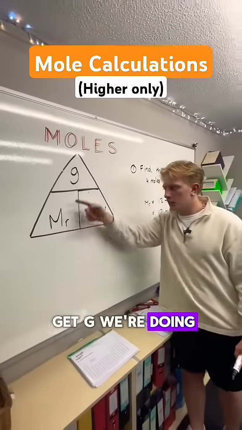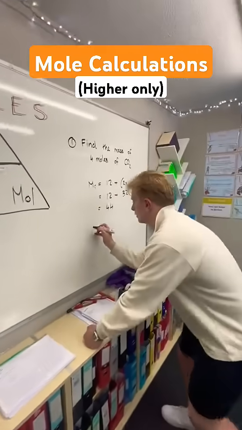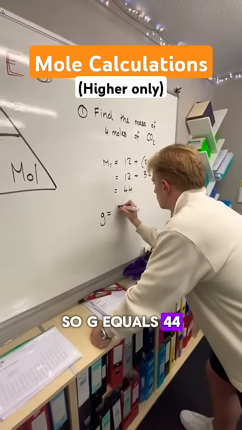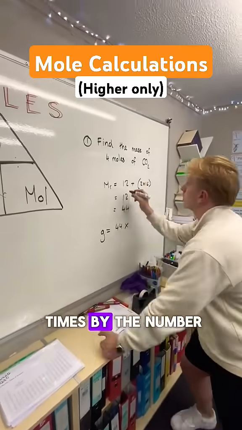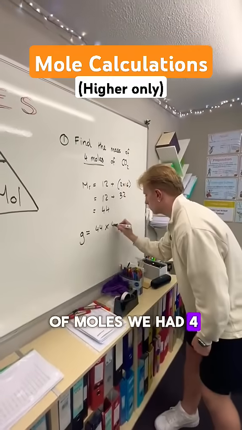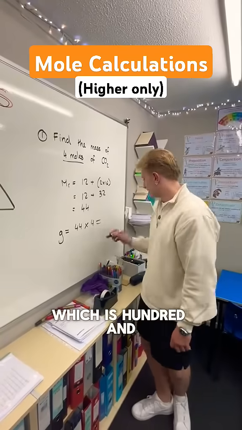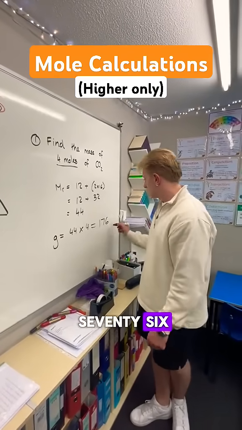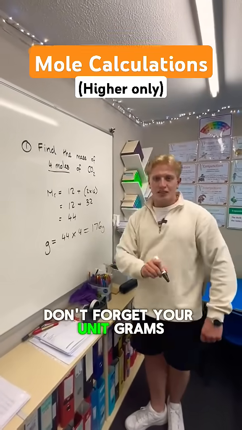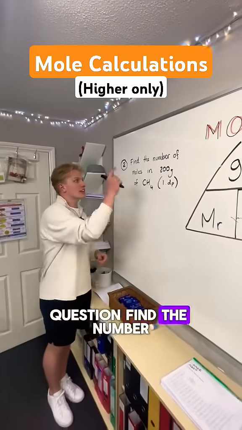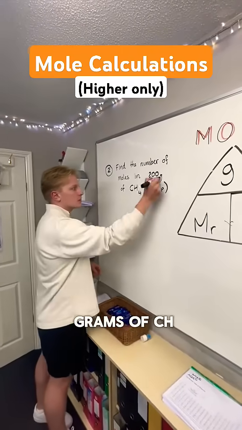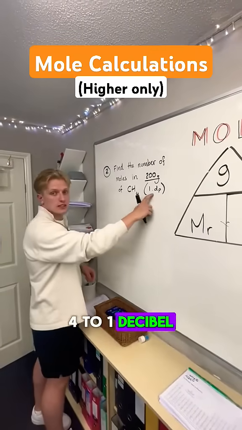Remember, to get G, we're doing Mr times moles. So G equals 44 times by the number of moles we had, 4, which is 176. Don't forget the unit. Grams. Question, find the number of moles in 200 grams of CH4 to 1 decimal place.